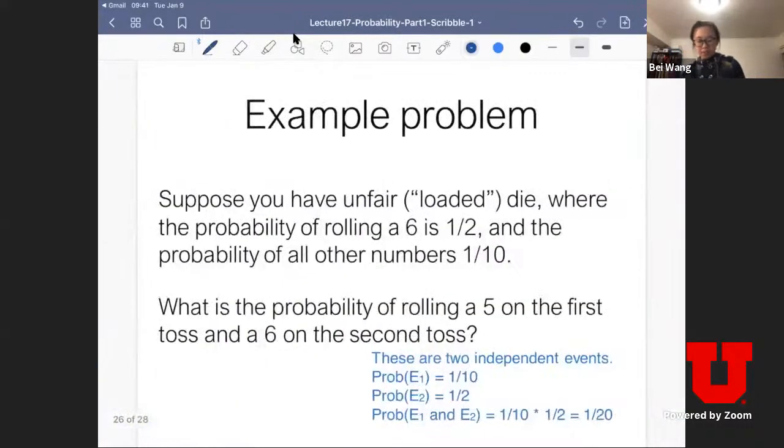Okay, so that's the last practice problem of this part of the lecture. And for part 2 of lecture 17, we're going to go over more practice problems regarding probability.